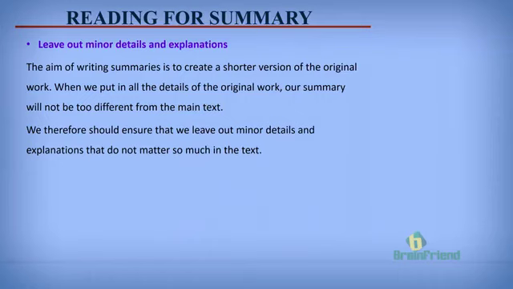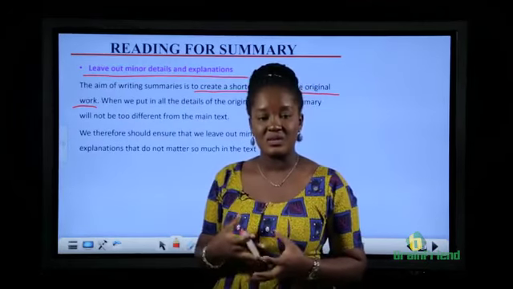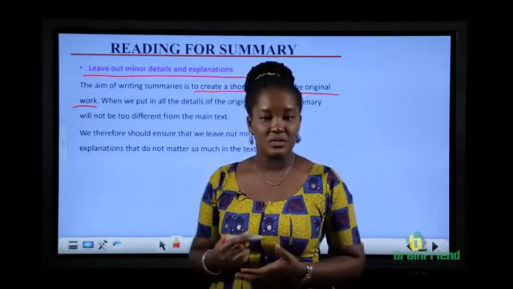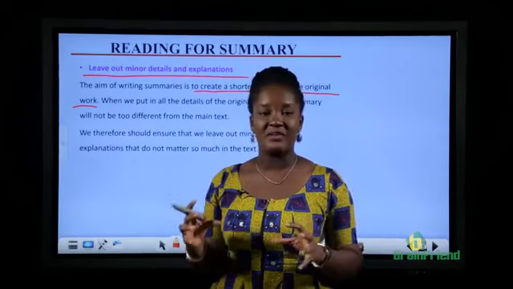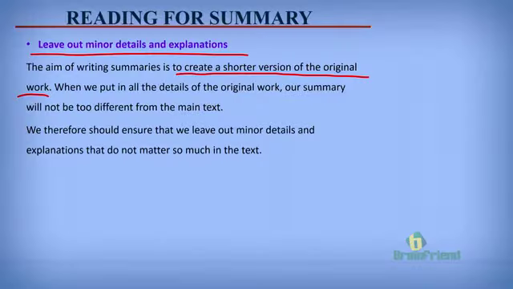Another thing we should do is to leave out minor details and explanations when writing summaries. Minor details and explanations are not necessary. The aim of writing summaries is to create a shorter version of the original work, which also entails the most important details, the details that are very, very necessary. That is the aim of writing summaries.